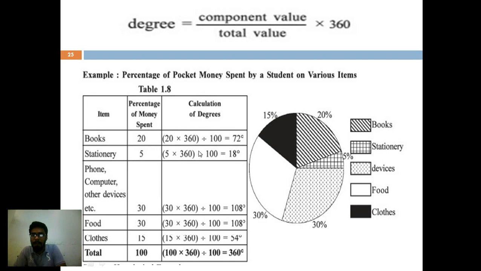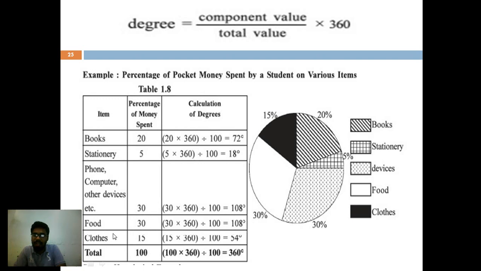So 5 multiplied by 360 divided by 100. The answer will be 18 degrees. Then for phone we are spending 30, so 30 into 360 divided by 100. That means 108 degrees. Then for food we are spending again 30 rupees. 30 into 360 divided by 100, we are getting 108 degrees.